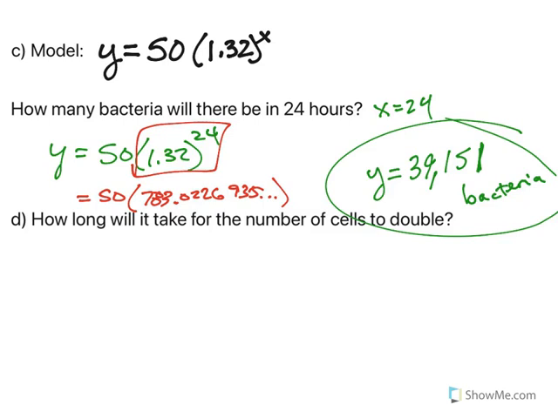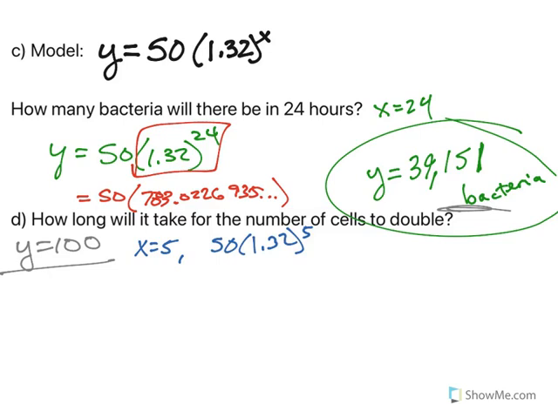All right, let's go down to letter D. How long will it take for the number of cells to double? So we started with 50, so that means we are looking for a Y value of 100. We know it's got to be less than 24 because after 24, we get into 39,000. So where do you want to start? I don't really know, so I'm just going to start at x equals 5 just to see what happens. So I'm going to take 50 times 1.32 to the fifth, and that gives me 200.37. Oop, too big.